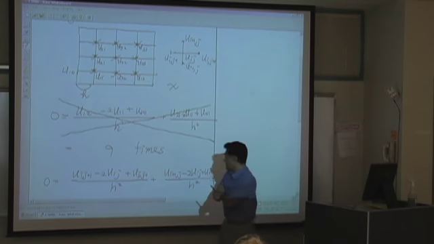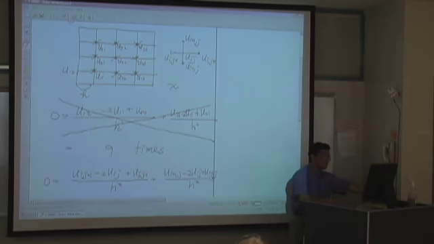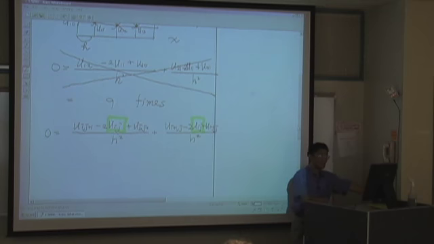Then take a look. Can you solve this equation for uij? It's possible, right? First of all, we multiply both sides by h squared, then we drop this h squared. And we move this uij to the left side then. 4 times uij equals remaining things.